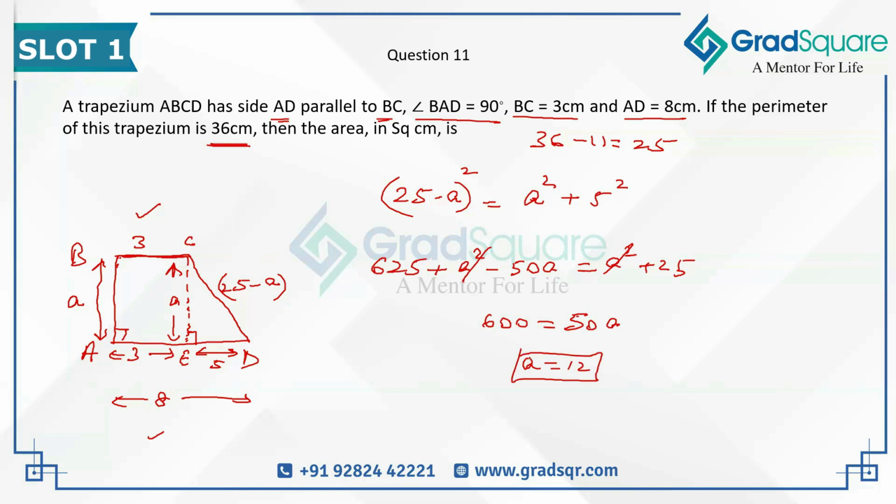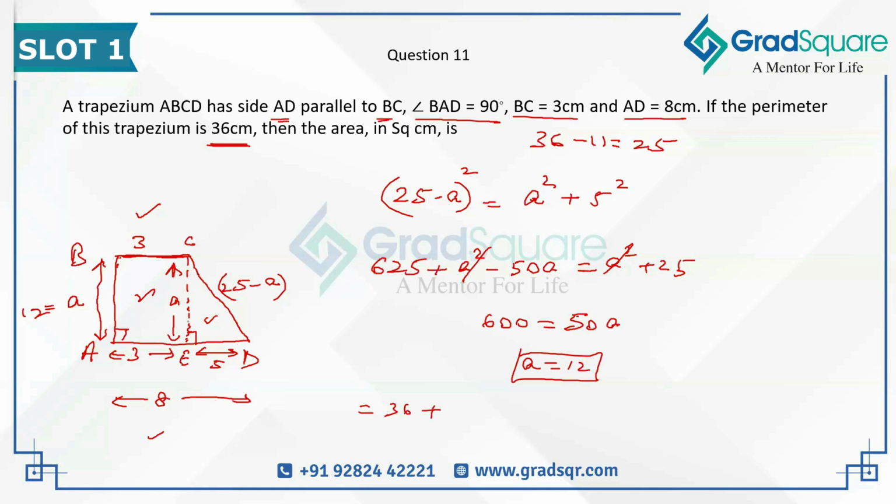Now, if A turns out to be equal to 12 and you want the area of this figure, you can break this area into two parts. If you do not know the area of a trapezium, then you can divide it into two parts, a rectangle as well as a triangle. What will be the area of the rectangle? Area of the rectangle will be, A is turning out to be 12, so 12 into 3 becomes 36. That is the area over there.